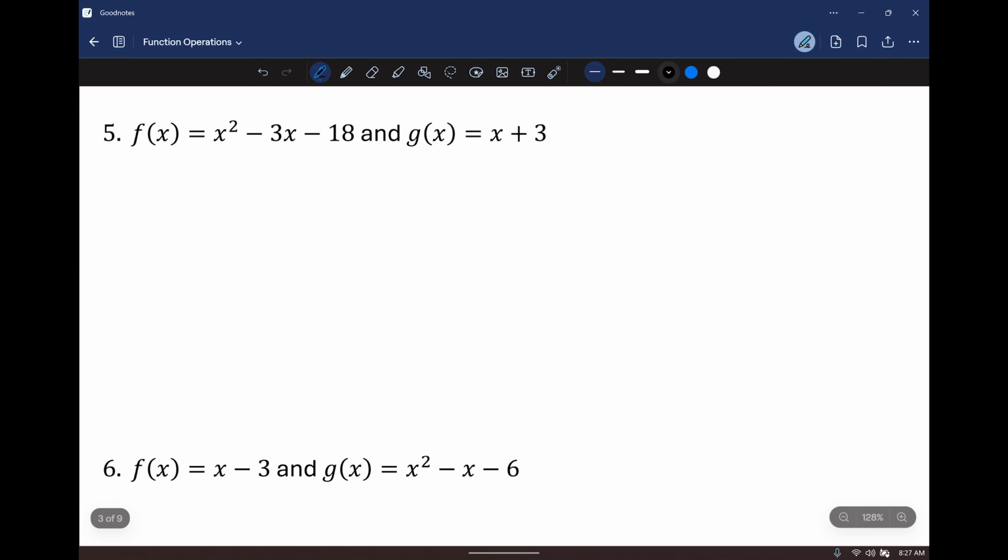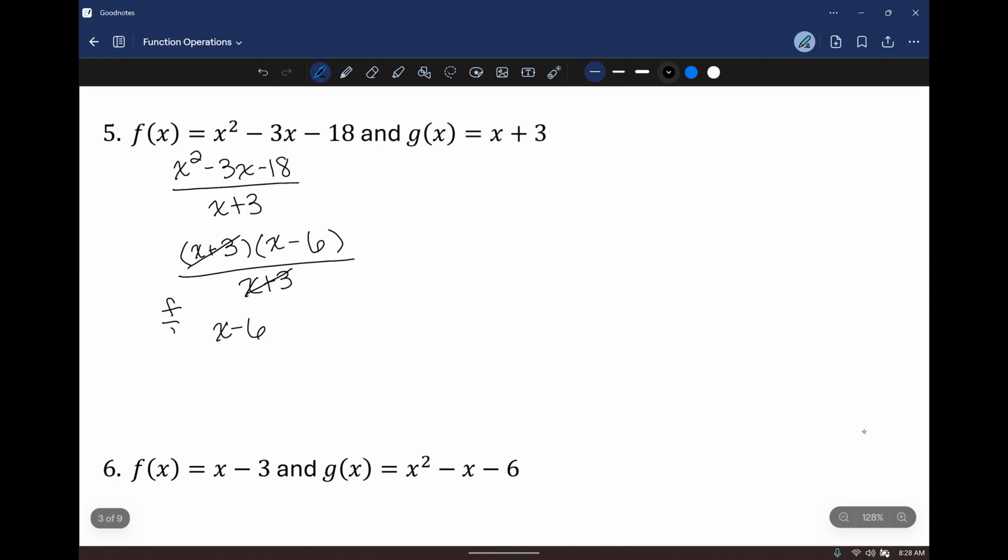All right, number 5, f is going on top. g is going on the bottom. And I have a trinomial on top, so I will factor that. There's a minus in the back, so I know I have 1 plus and 1 minus along with my x times my x for the x squared. And the two numbers that will multiply to make 18 that subtract to make 3 are 6 and 3. And since I need that 3 in the middle to be negative, 6 will be negative and 3 will be positive. And then I can cancel those x plus 3's and I'm left with x minus 6.